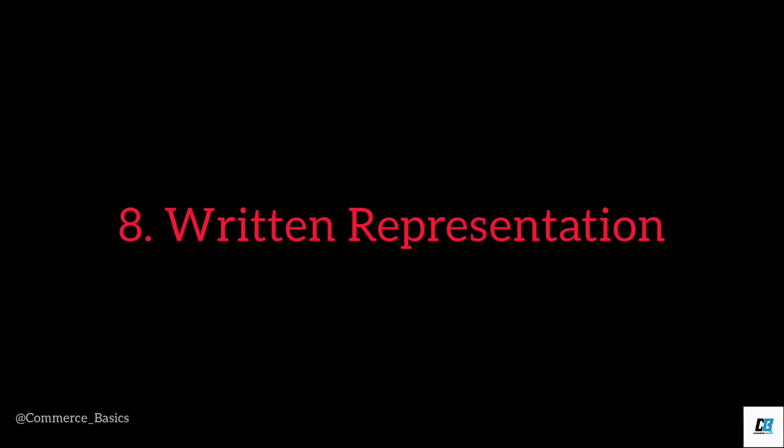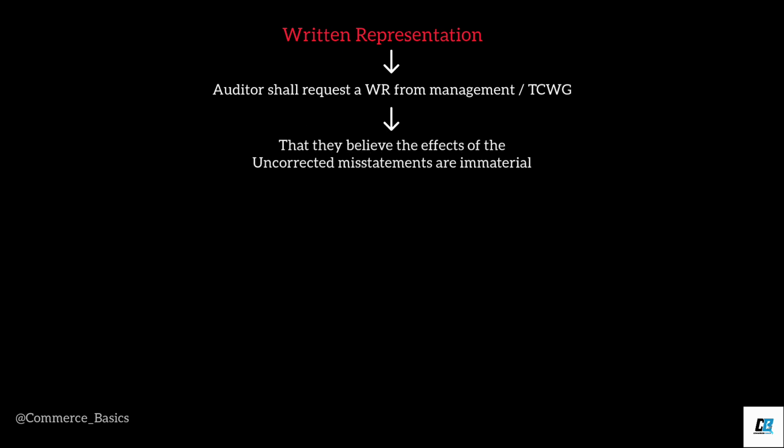Next, written representation. The auditor has to request a written representation from management regarding that. If the management or TCWG believes that the effect of the uncorrected misstatements is immaterial, then the auditor has to take a written representation from them, and he also has to attach a summary of the uncorrected misstatements to that written representation.